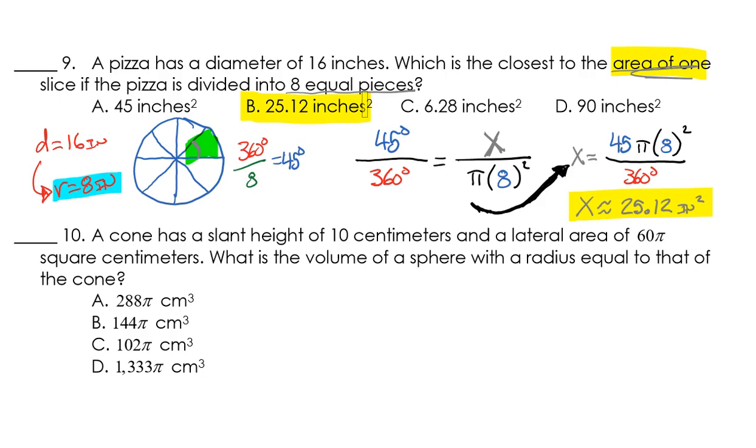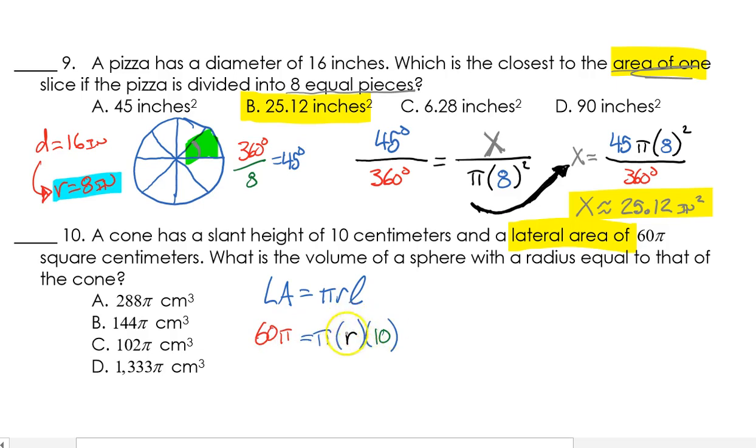Okay, question number 10. A cone has a slant height of 10 centimeters and a lateral area of 60 pi square centimeters. Lateral area, we have a formula for that. Let's look that up on our formula sheet, which is that lateral surface area is equal to pi r l. Substituting in our known two values gives us that 60 pi is equal to pi times r times 10. So this is an equation with one unknown, being the variable r. Let's go ahead and solve for r here. We'll divide both sides by 10 pi, giving us that the radius is equal to 6 centimeters.